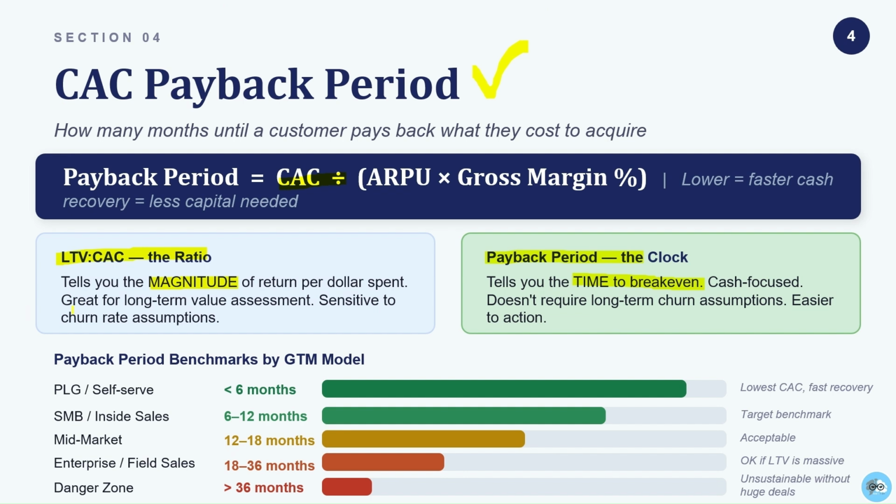So now we have a general benchmark as well with the GTM model. GTM is nothing but go to market model. If it is less than 6 months, very good. If it is between 6 to 12 months, still we are in the target benchmark. If it is between 12 to 18 months, it is still in the acceptable range if you lie in the mid market segment. If it is 18 to 36 months, okay, but your LTV is massive. Then you are in the danger zone if you're taking more than 3 years to recover your CAC value. That means you have an unsustainable business without huge deals.